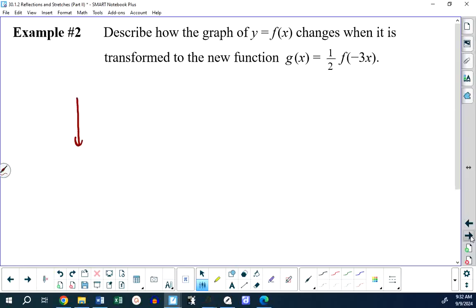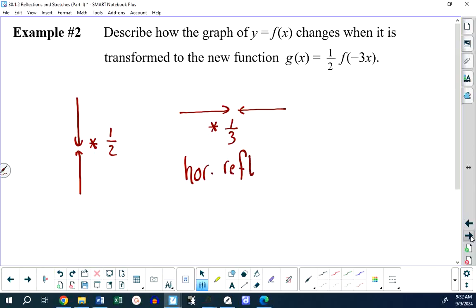There's a vertical stretch by a factor of 1/2. There is a horizontal stretch by a factor of 1/3. And there is a horizontal reflection. And again, if I were a student in this course and I were writing an exam and it were written response, I would write out the words, there is a horizontal reflection across the y-axis. I might even throw in brackets that the y-axis is x equals 0.